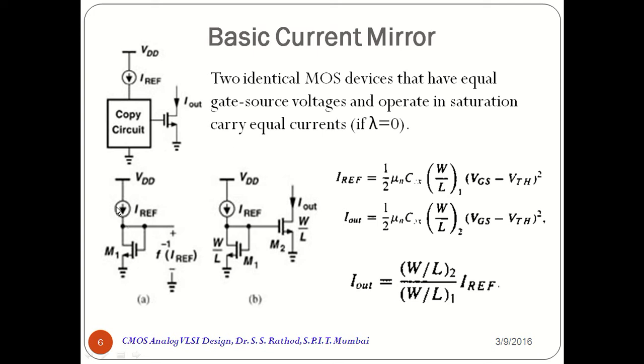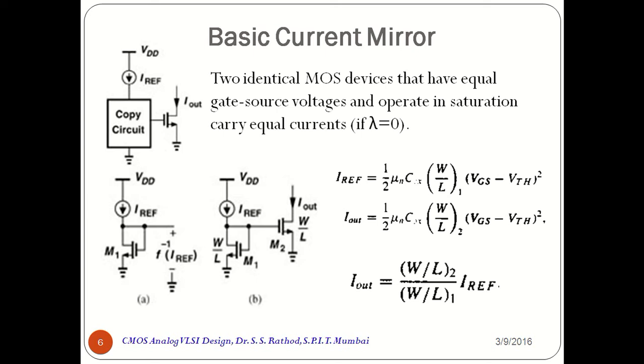It is also illustrated in the bottom figure, that is, there is a golden reference source I reference. So this generates VGS of transistor M1, which is equal to F inverse of I reference. Now I apply this F inverse of I reference to another transistor, so it becomes VGS of M2. So obviously this VGS of M2 is going to generate I out. This structure, which is shown in figure B, consisting of M1 and M2 transistors, is called a current mirror. Here please note that we have assumed lambda is equal to 0 and the transistors are operating in the saturation region.